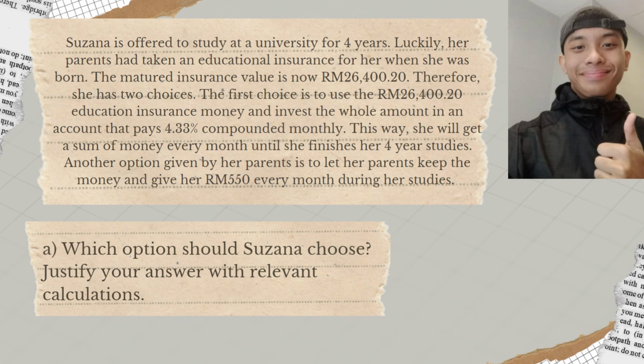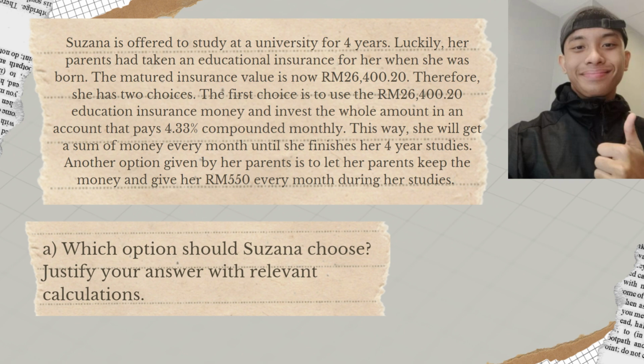My name is Adam. I am doing case study B in topic Annuity. The question is, Susanna is offered to study at university for 4 years. The matured insurance value is now RM 2006,400.20. Therefore, she has two choices.